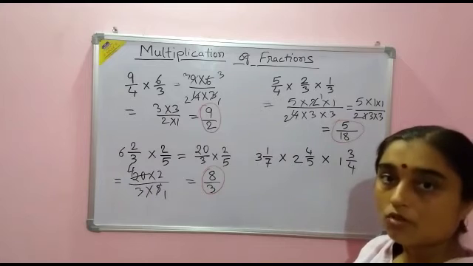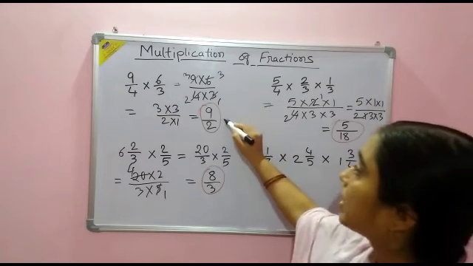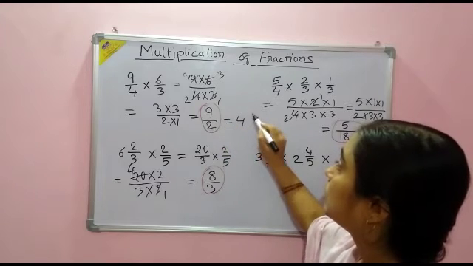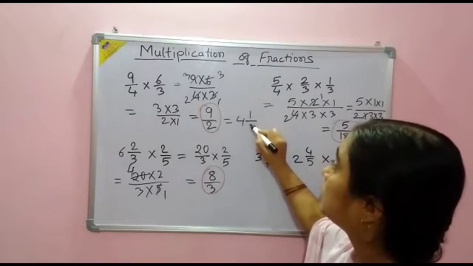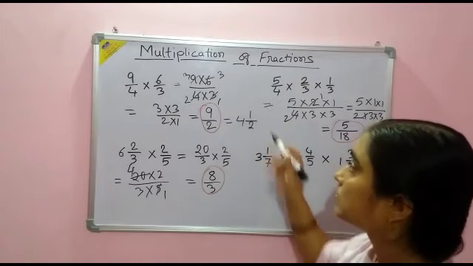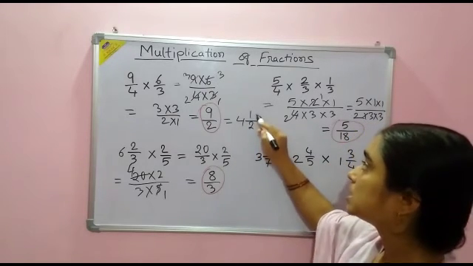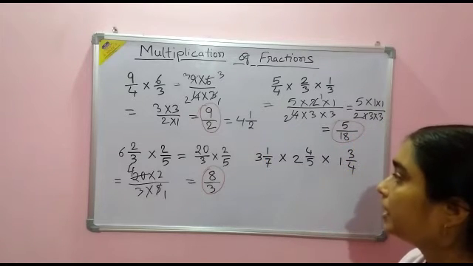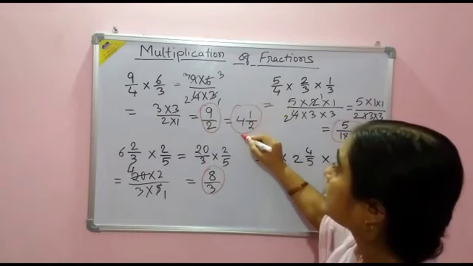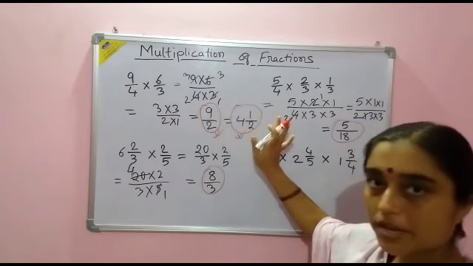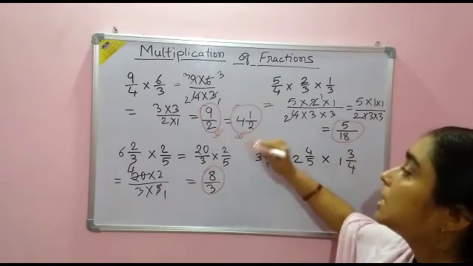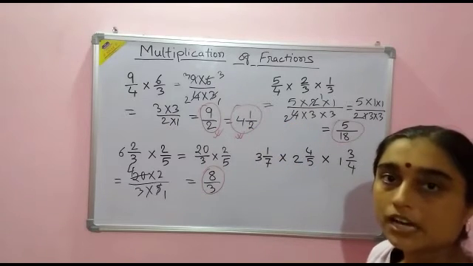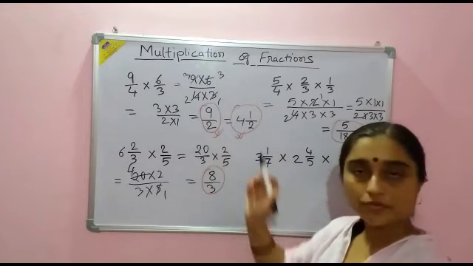5 by 18. Now see, in this question we have the answer in an improper fraction. Whenever the answer is an improper fraction, we can write the answer as a mixed fraction. 2 4s are 8, 1 and 2. 2 4s are 8 plus 1, 9. This is the quotient, this is the remainder and this is the divisor. Similarly, in the second part also, our answer can be this one or this one. Both can be answers. But this is the more correct way of writing the answer. We don't write the answer in an improper fraction.